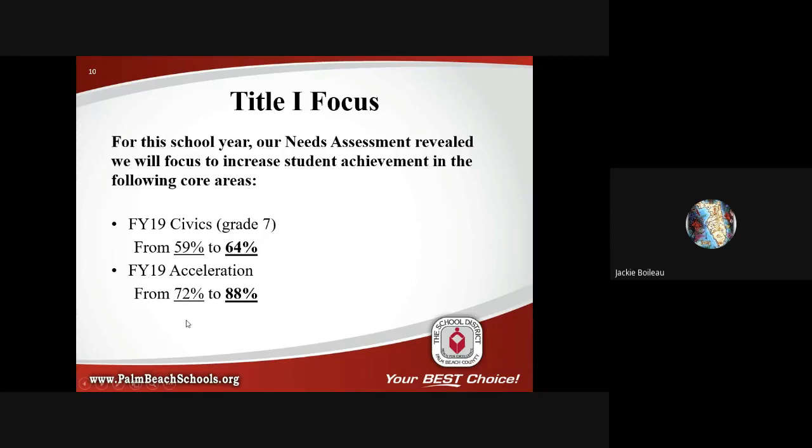And then acceleration, same thing. Acceleration is a combination of things: the state looks at our advanced math classes like algebra and geometry, and they also look at our technology classes, our computer classes that have industry certifications. When you look at the pass rates of our industry certifications in our computer classes and our student performance on their Algebra 1 and geometry end of course exams, we were at 72% achievement, which is fantastic, but we want to do better. So we set ourselves a goal of 88%.